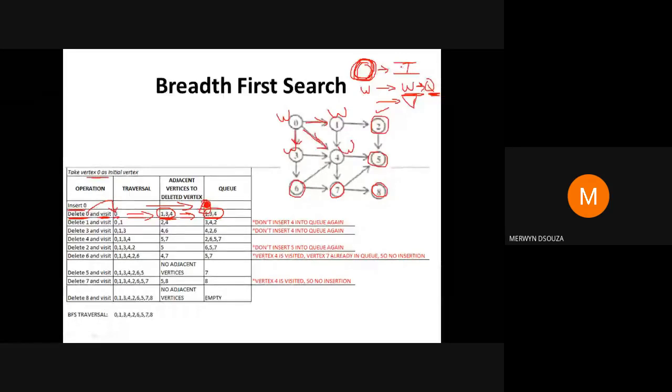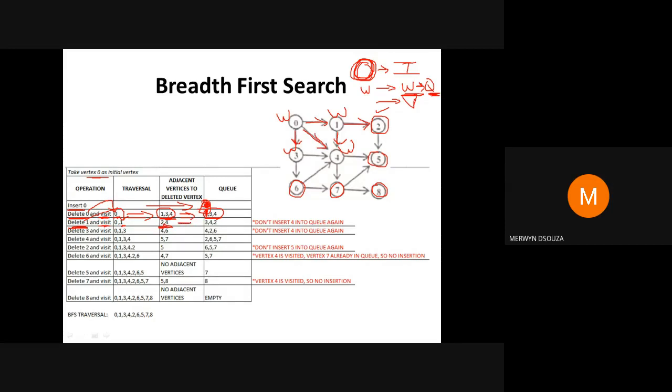Then you delete this first element, 1. So you deleted 1. Visit. Visit means you will put 1 in the output. Okay, 1 is in the output. After you put it in the output, find the neighbors of 1, the adjacent vertices, who you can reach from 1. You can reach 2 vertices from 1. These are 2 and 4. Write them here.